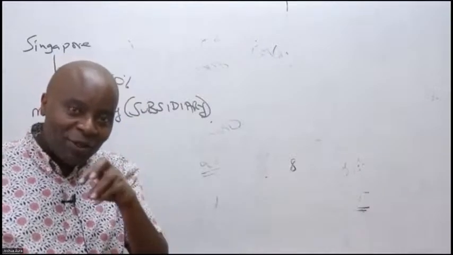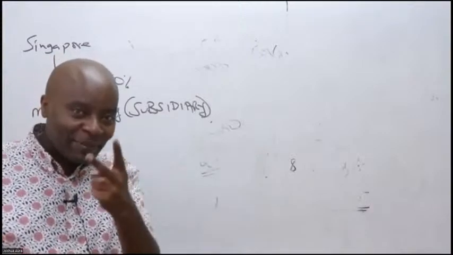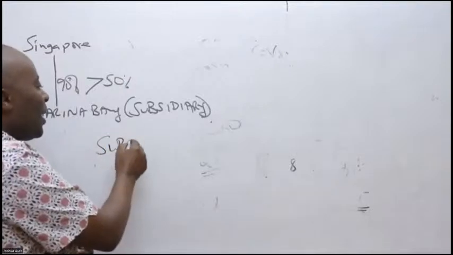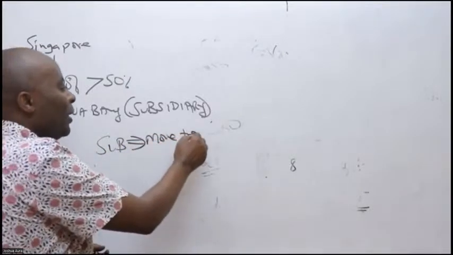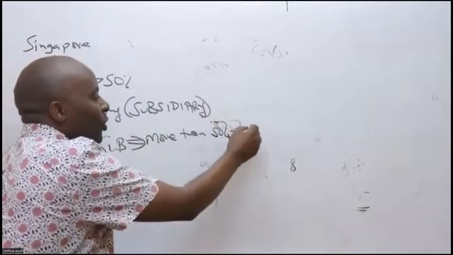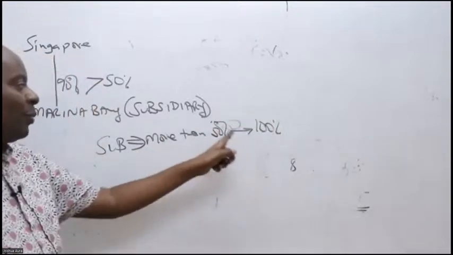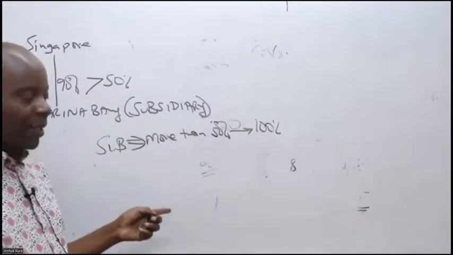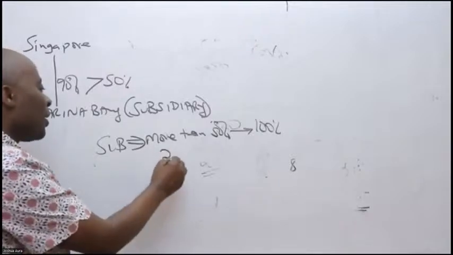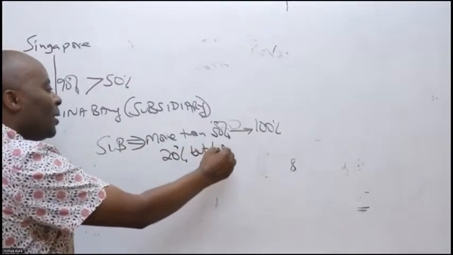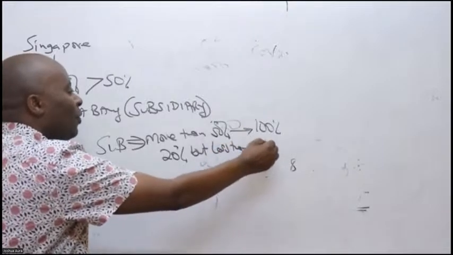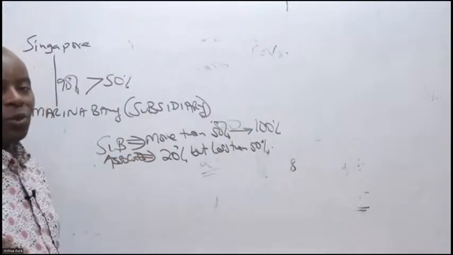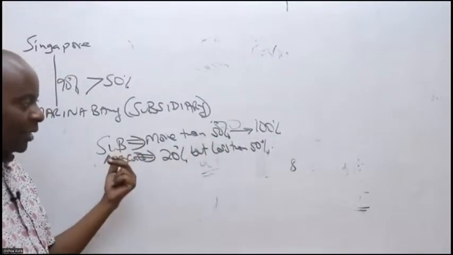If you can remember, we have associate and subsidiary. Those are the major ones. A subsidiary is anything that is more than 50% all the way to 100%. If you own more than 50% all the way to 100%, we call that a subsidiary. And anything that falls in between, 20% but less than 50%, we call an associate. 20% to less than 50%, we call it an associate.